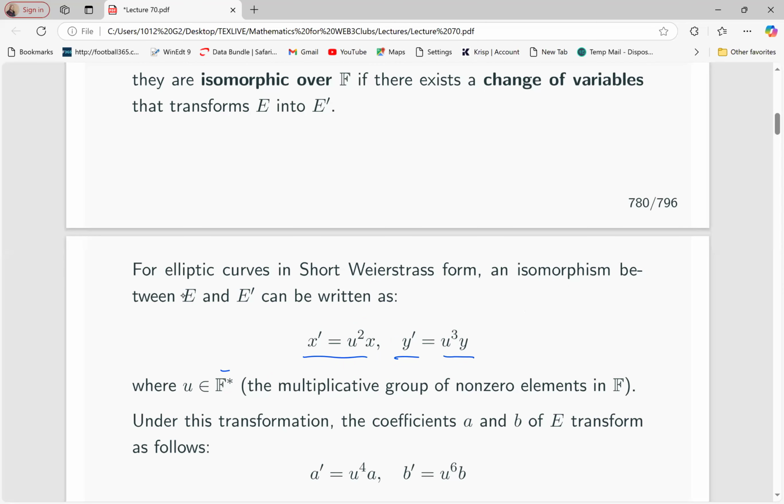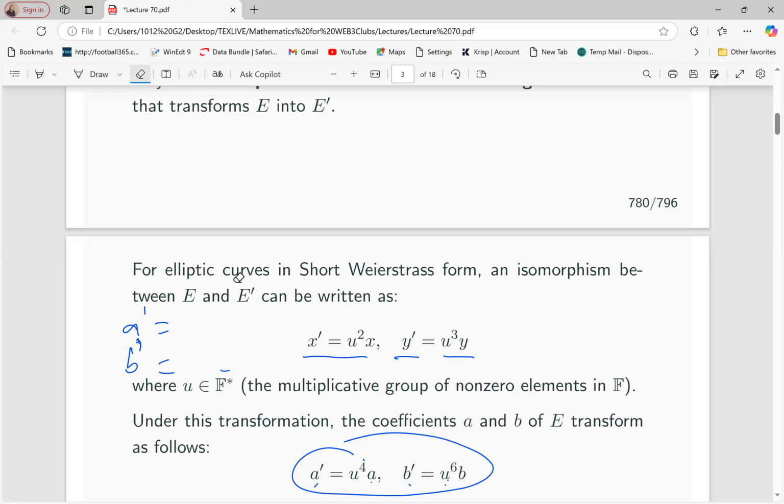And what about A and B? You have A prime and then B prime. How do we get A prime and B prime? Again, I've said for you to get A prime, you need that same u that we'll be looking for. You raise it to 4 and then multiply by A. And then for you to get B prime, take that u raised to 6, then multiply by B. That's what we'll be doing.